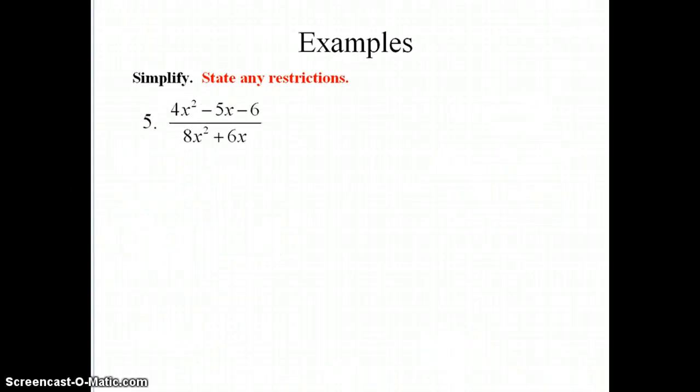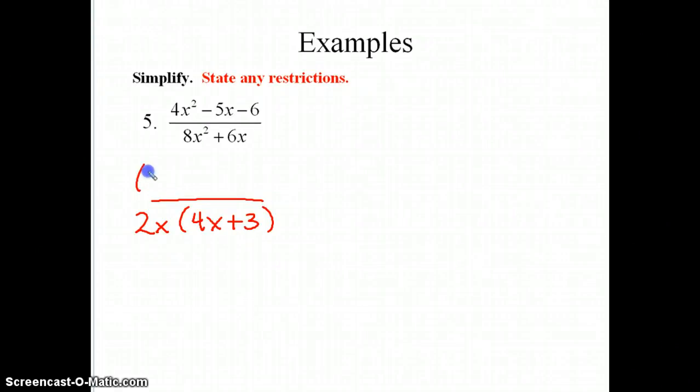Okay, looking at example number 5. Again, I'm going to start with the denominator for factoring. I see I have an 8 and a 6. I'm going to factor out a 2 and an x. When I factor the 2 and the x out, I'm left with 4x plus 3. That gives me a hint of what possibly could be in the numerator. So I'm going to start with 4x plus 3 and see if it will help me out.